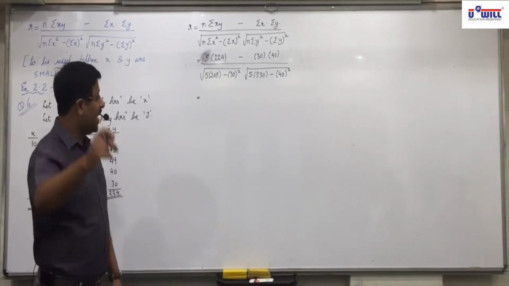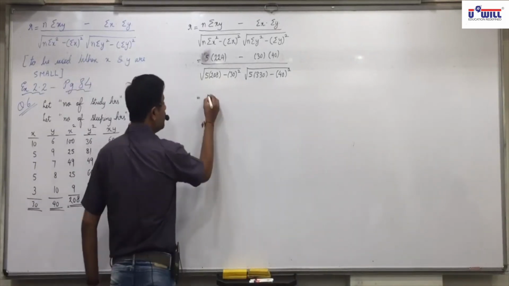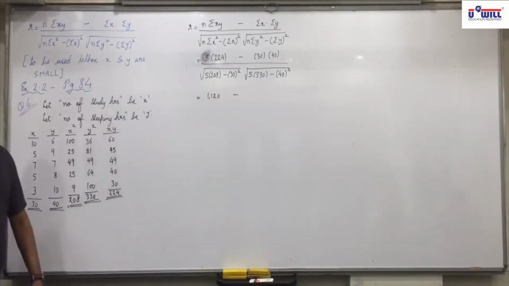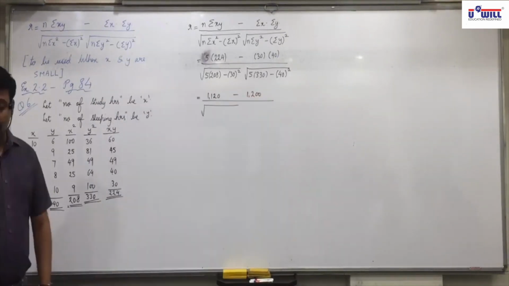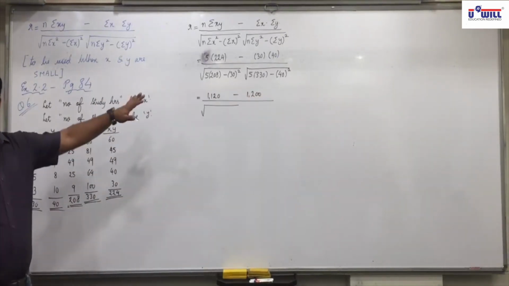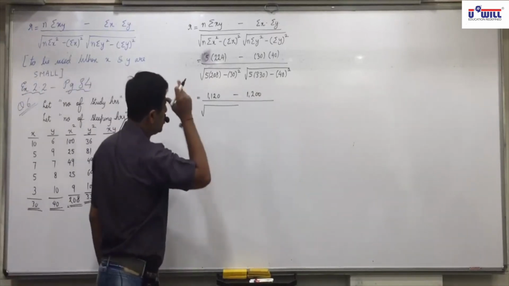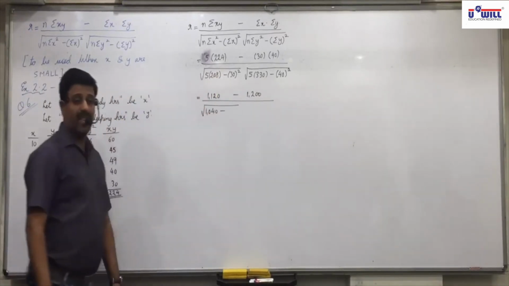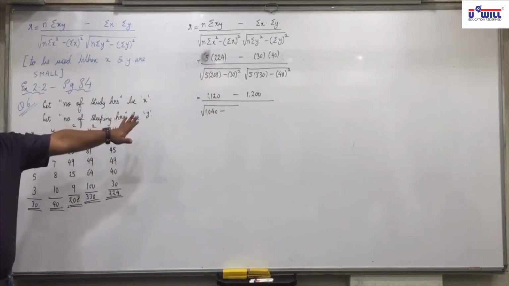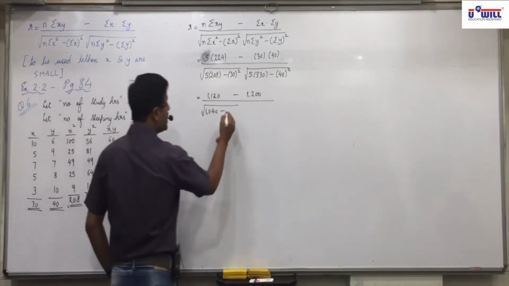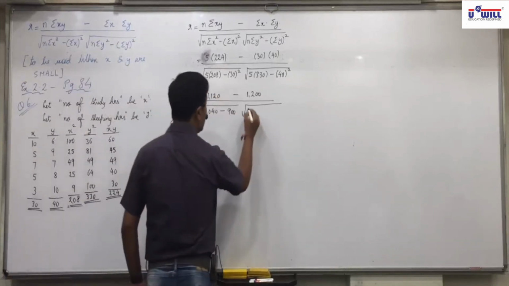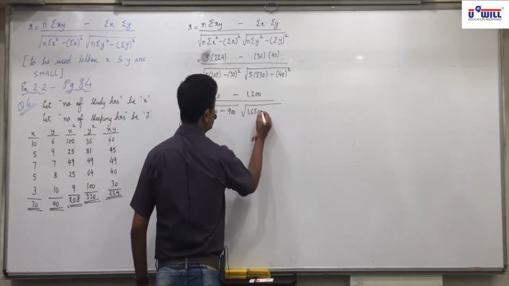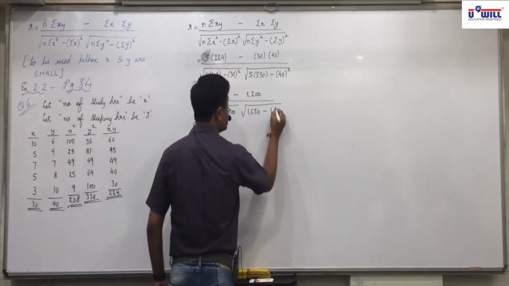So now 5 into 224 is 1120. Check it everyone. Do you get it? 5 into 224 is 1120 minus 30 into 40 is 1200 upon. Did you write it till here? Square root of 5 into 208 is 1040. Okay, 5 into 208 is 1040. Do you all get this? 30 square is 900. Okay, into square root of 5 into 330 is 1650 minus 40 square is 1600.